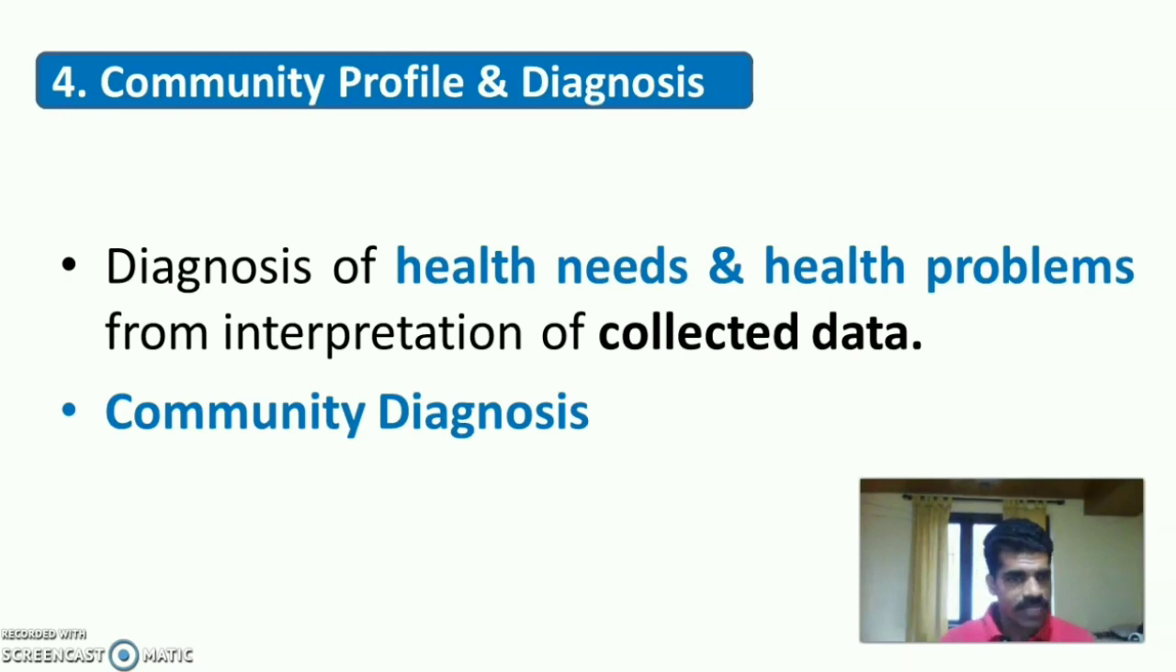The fourth element of community identification is community profile and community diagnosis. So community profile is a diagnosis of health needs or health problems from the interpretation of the collected data after analysis. Community profile includes community diagnosis.